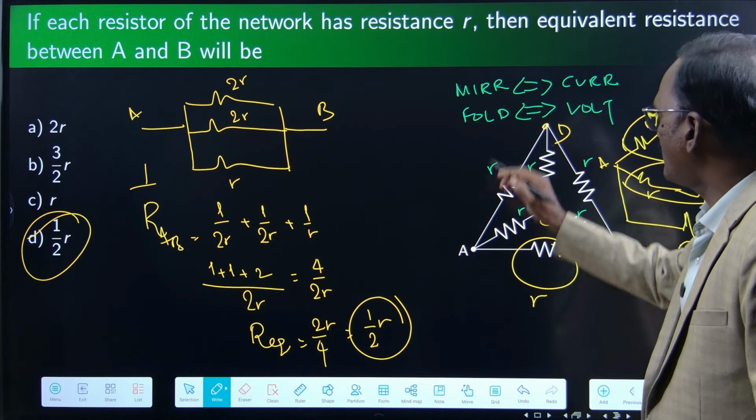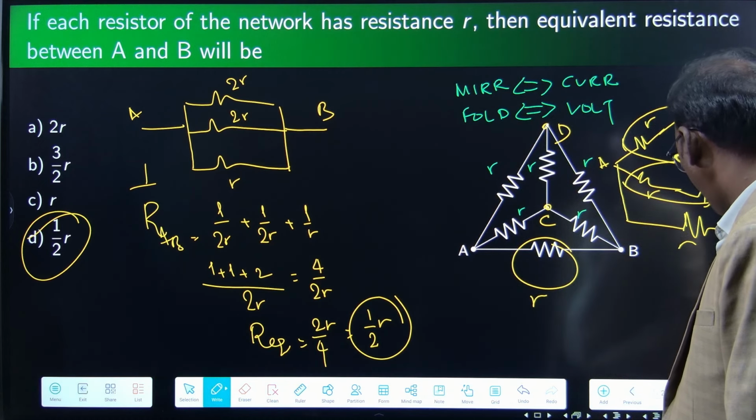So methods of symmetry are also possible, mirror symmetry and folding symmetry.